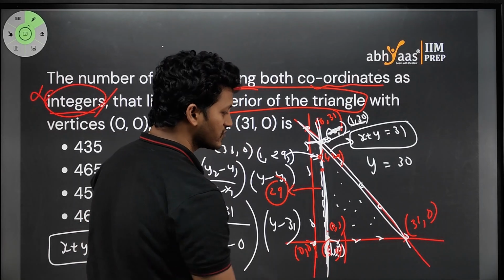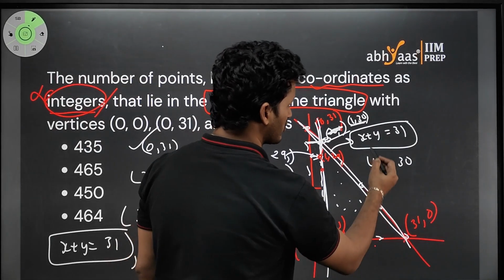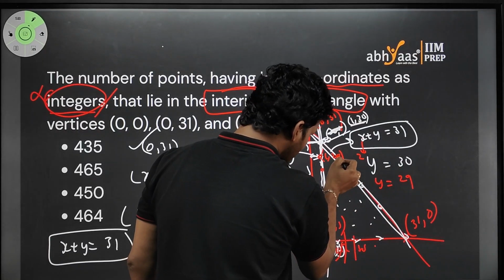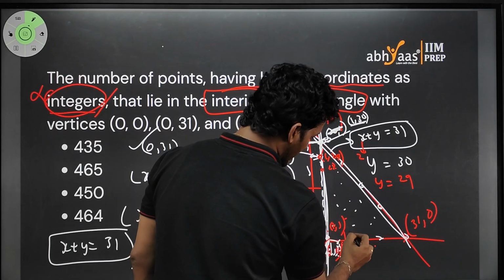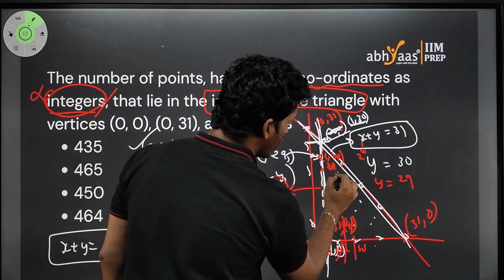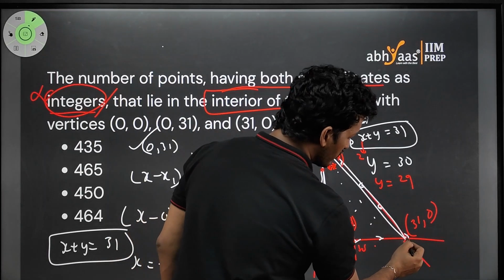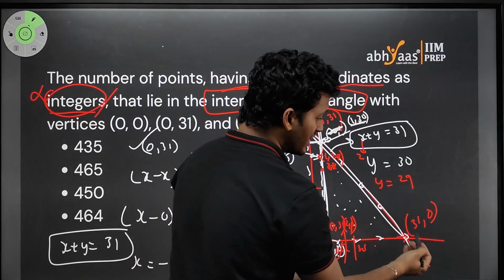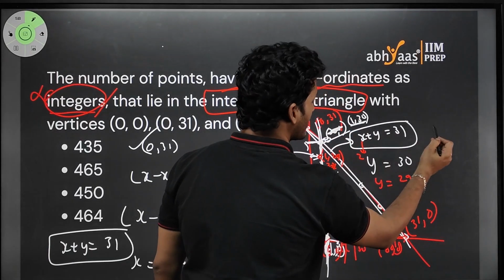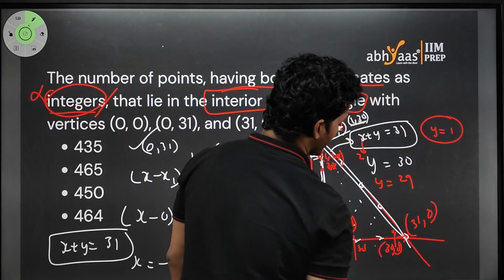Similarly, I have to count for this one and these points (2, 0), (3, 0) and so on. So let's see for x equal to 2: y would be 29 on the line, so the next integer point would be 28. Starting from (2, 1) to (2, 28), there would be 28 points. And so on, up to where? The point before (31, 0) is (30, 0). If x is equal to 30, y would be 1 on the line, so there will be only 1 point.